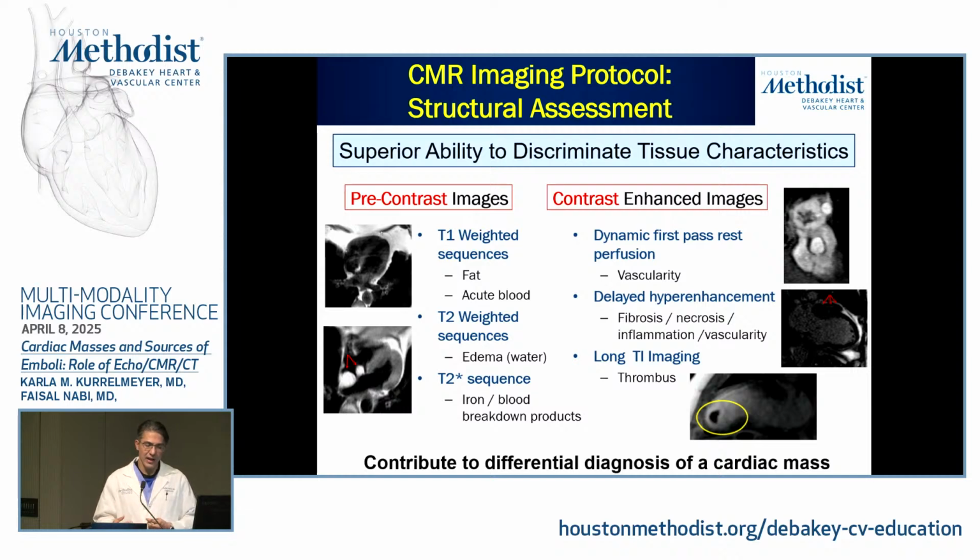When we give contrast, we're looking at the contrast images in three kinds of spaces of time. One is the first pass perfusion, where we can tell the vascularity of a mass. The second is looking at delayed hyperenhancement, which tells you a lot about vascularity, fibrosis, necrosis, and inflammation of a mass. And then your long TI imaging, which is specifically for thrombus. Again, all very important in helping you to create a differential diagnosis that takes into account all the other things that we had spoken of.